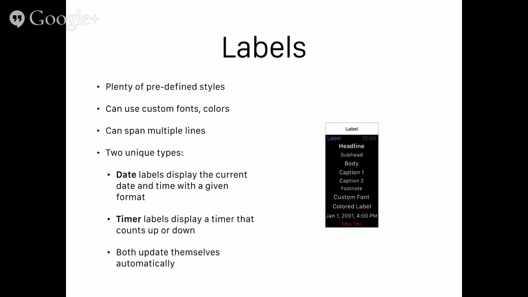But a date object will display the current date and time and let you format it how you want. A timer will count down to a time. I forgot to change this slide. It used to count up, now it just counts down. So if you have like a next event in your app, you can set that date on the timer down there, and it will format for you how long until that time. So those labels, pretty straightforward.